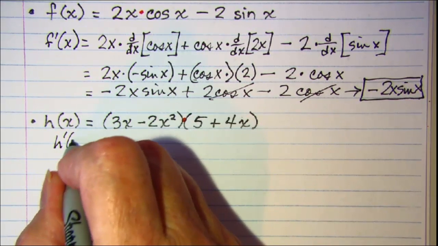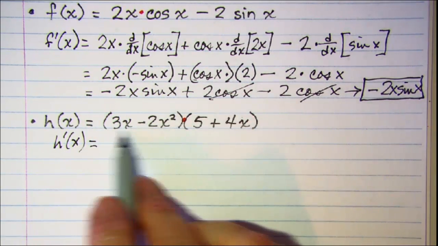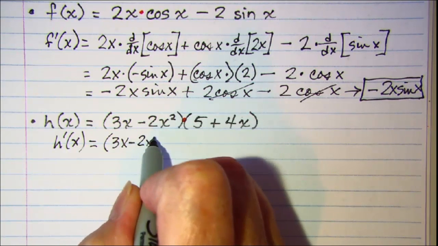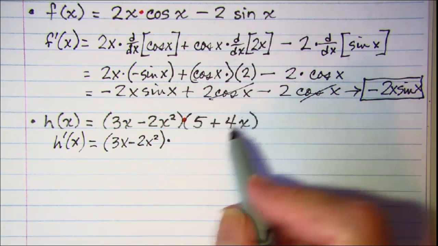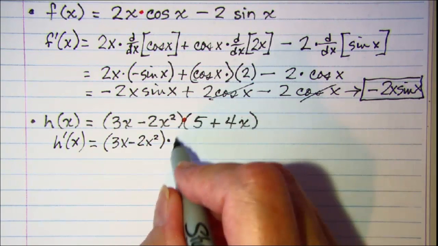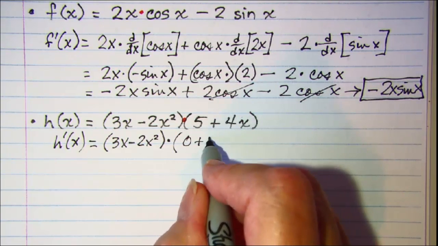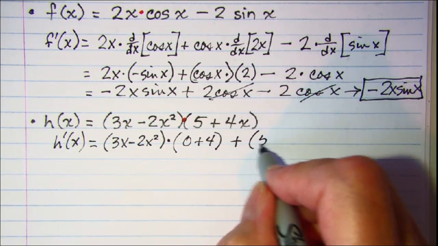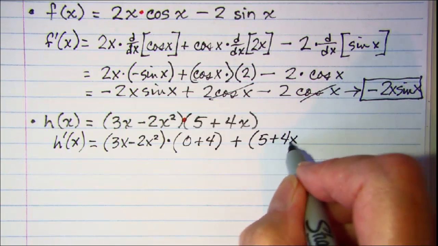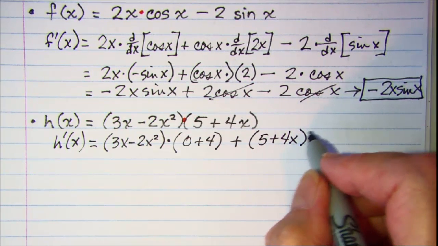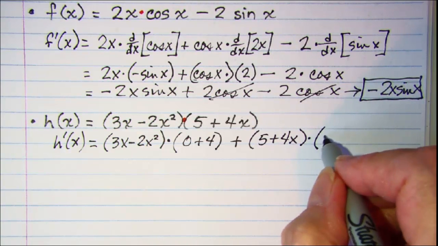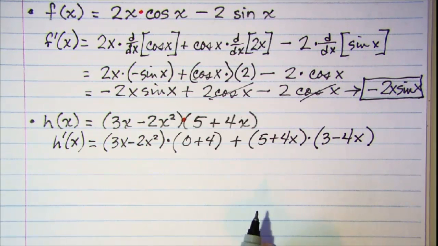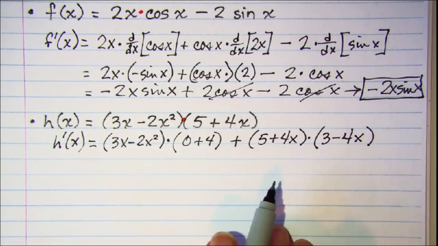h prime will be the first function times the derivative of the second function plus the second function times the derivative of the first function. Now we just need to simplify this.